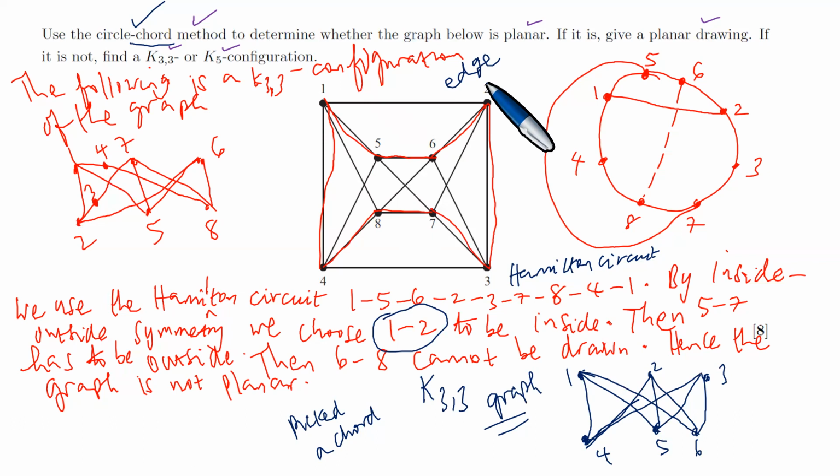But if 1, 2 is an edge in our graph, we can pick it. Then 1, 2 becomes a chord in the circle. Because we drew the 1, 2 there, you really can see that 1, 2 is an edge in our graph, but as drawn there, it's a chord. But if you look at 1, 2 in the Hamilton circuit, it's something else. The 1, 2 is not just successive vertices in the Hamilton circuit. Just note that.